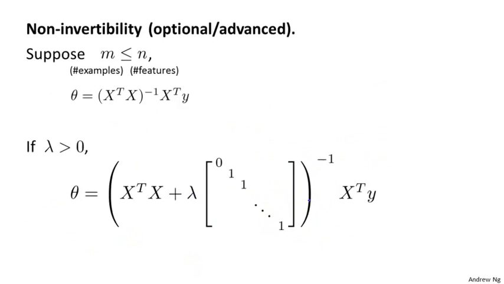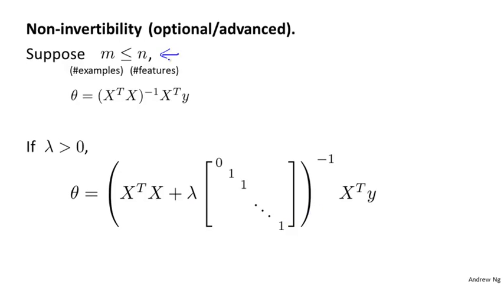So finally, I want to quickly describe the issue of non-invertibility. This is relatively advanced material, so you should consider it optional, and feel free to skip it, or if you listen to it and parts of it don't make sense, don't worry about it either. Earlier, when I talked about the normal equation method, we also had an optional video on the non-invertibility issue. So this is another optional part that's an add-on to that earlier optional video.